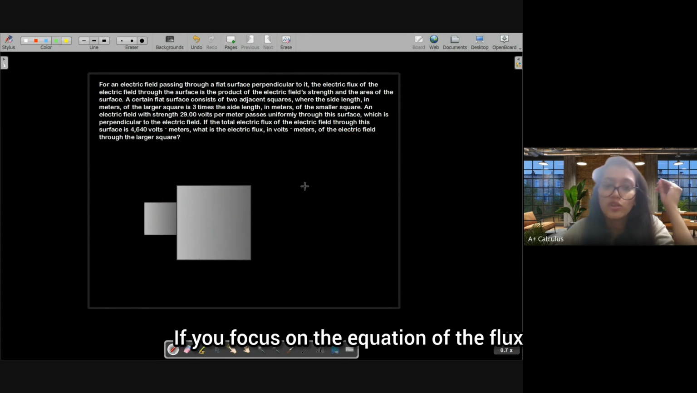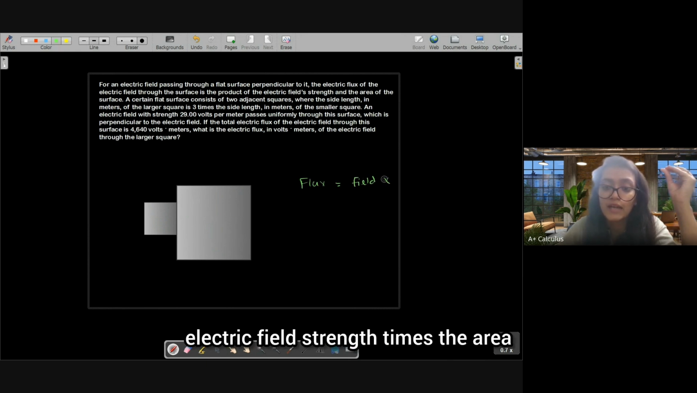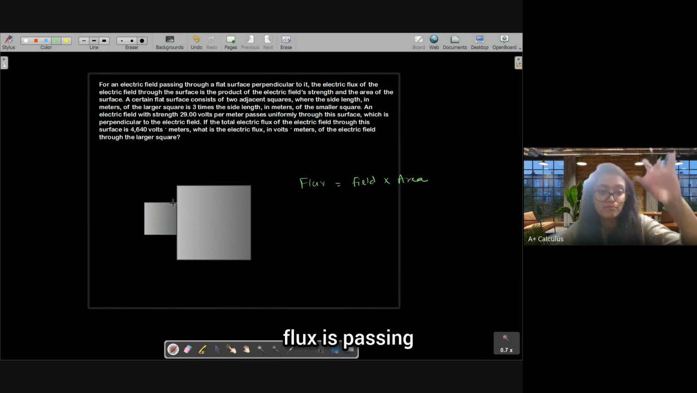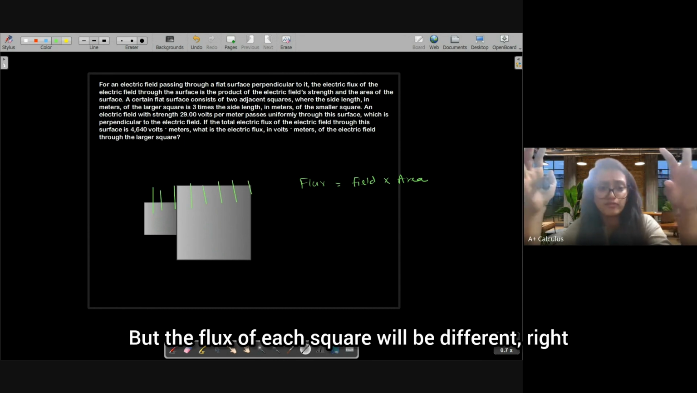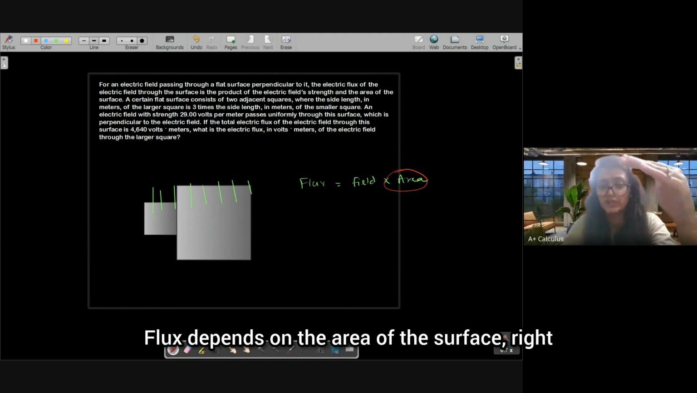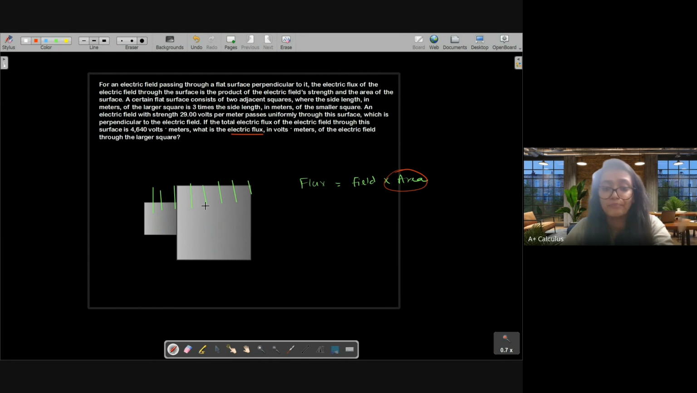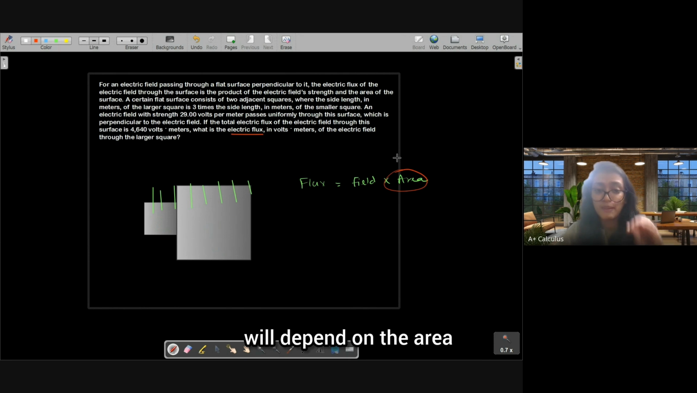If you focus on the equation, the flux is the electric field strength times the area. I mean, flux is not passing, the electric field is passing. But the flux of each square will be different, right? Because flux actually depends on the area of the surface, right? So we have to find out the flux passing through the larger square. The flux that will pass through the surface will depend on the area.